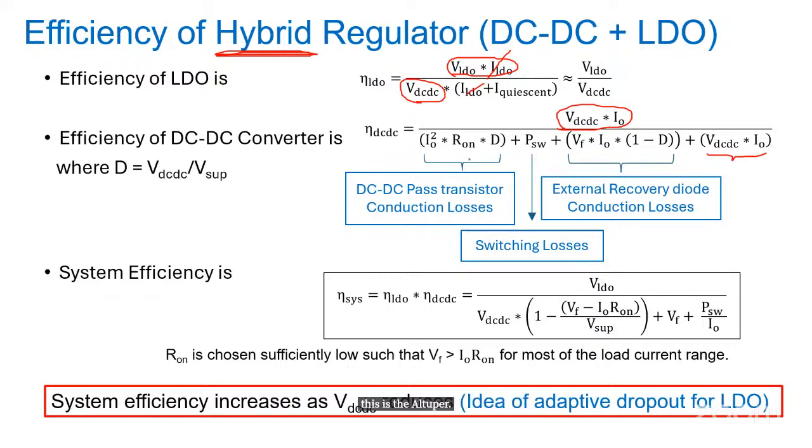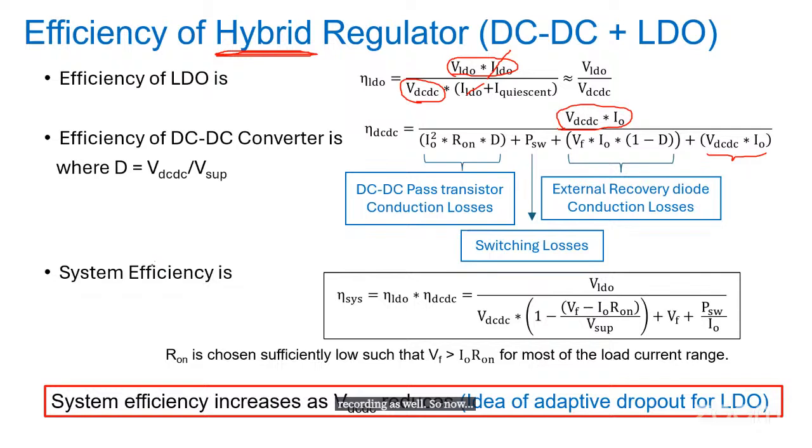This first term, I square R on, is the conduction losses of the pass transistor. Then you have switching losses because the power MOSFET needs to be switched from on to off. So you have the gate capacitance that's getting switched at a certain frequency, which will give rise to switching losses. And then you have an external recovery diode conduction losses on the bottom side. So whenever you switch off the power MOSFET, the inductor current will come through this diode recovery. So there's going to be a loss because of this recovery as well.